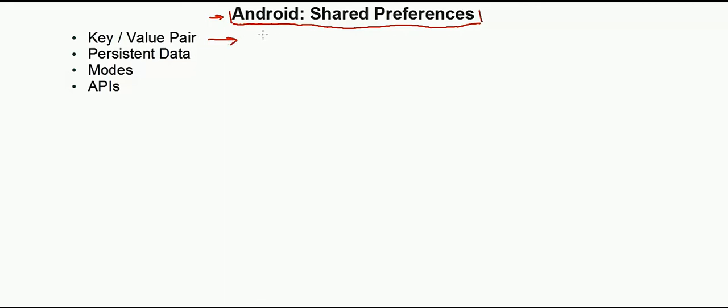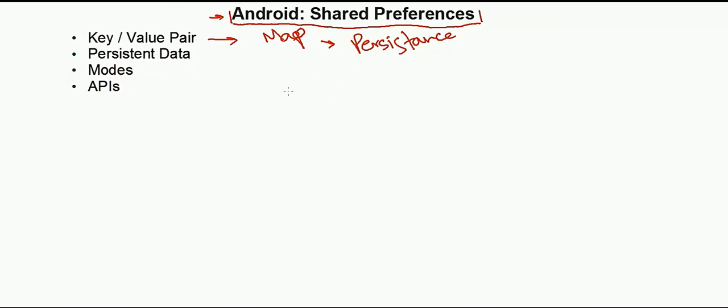Shared preference is a storage of key value pairs, just like a map. In a map, we also store the variables as key value pairs. But the difference between a map and a shared preference is that in the case of a map, there is no persistence of the data. But in the case of shared preference, the data persists.